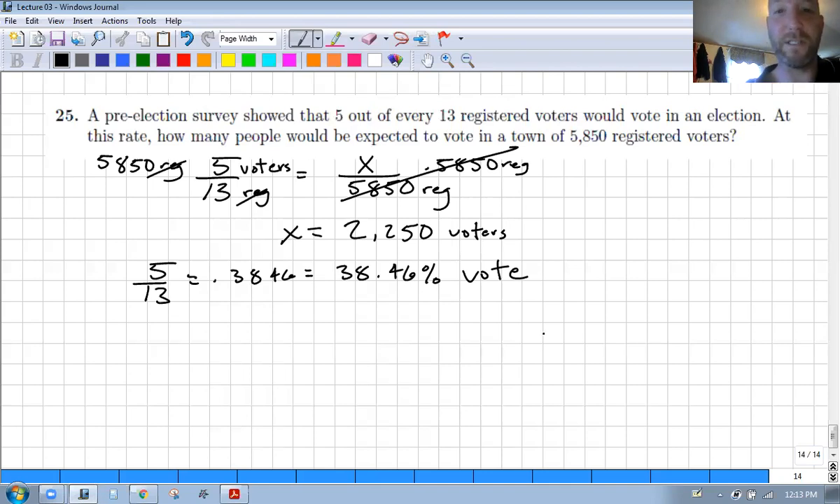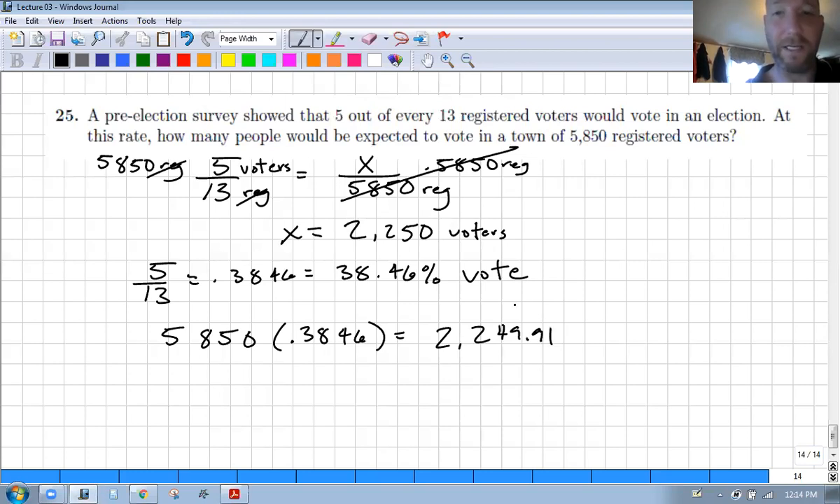So if that's the percentage that vote, we take the total number of registered voters and multiply it by our percentage that vote. So 5850 times 0.3846 gives us 2,249.91.